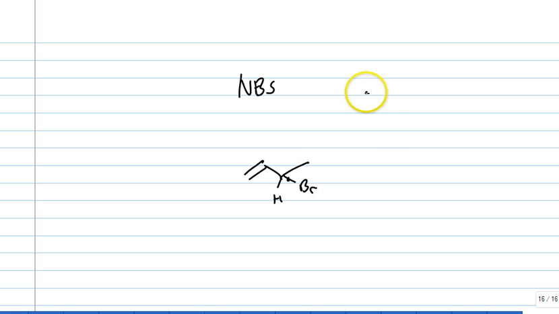It's the same thing as using Br2 in light or Br2 in heat, except we know it's going to go on the most stable, which is the allylic position. That's all you need to know. So NBS switches it. Similar reactions.